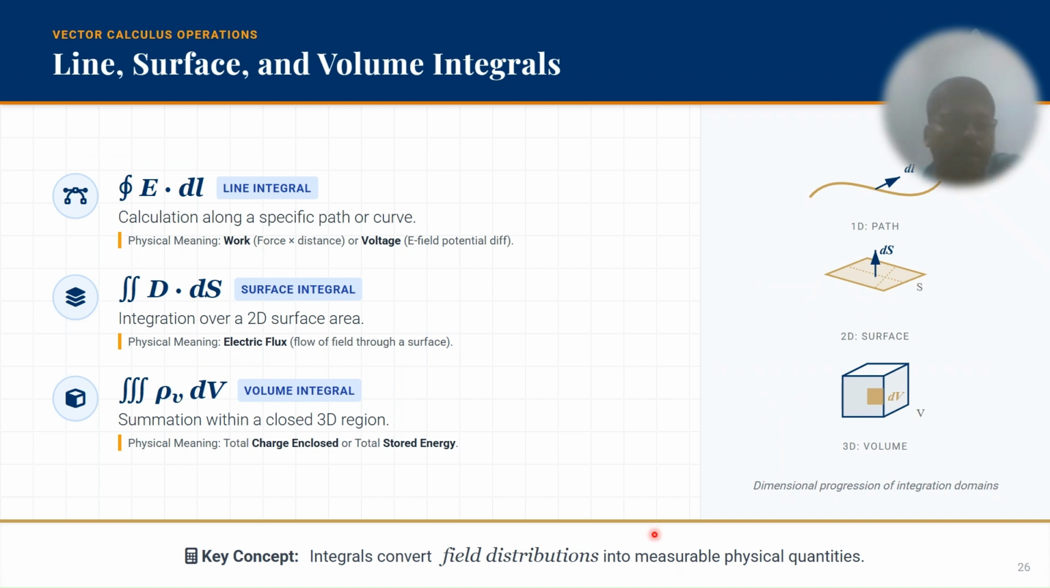There are some other operations of vector calculus. One is the line integral, one is the surface integral, and another is the volume integral. The line integral is applied over any path or curve, the surface integral over any 2D surface, and the volume integral over any enclosed volume. Physically, work or voltage we define through a line, the electric flux through any surface, and the stored energy inside any volume.